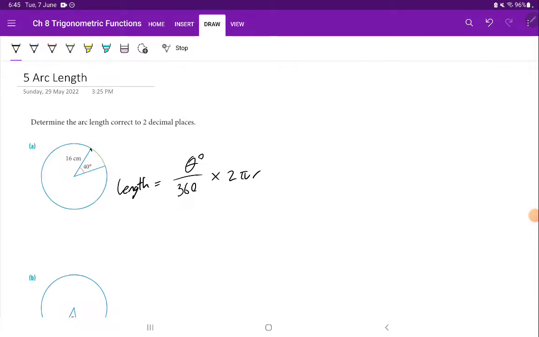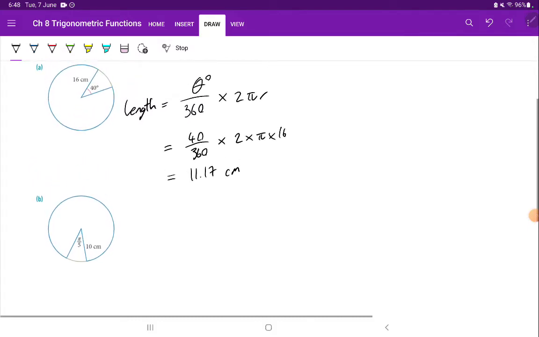So visually, this is the arc length right here, because it's a portion of the circle. So it's going to be 40 over 360 times 2 times pi times the radius, which is 16, which is equal to, alrighty, and using the calculator, that is 11.17 centimeters. And it's centimeters because it's a distance, it's still a length.